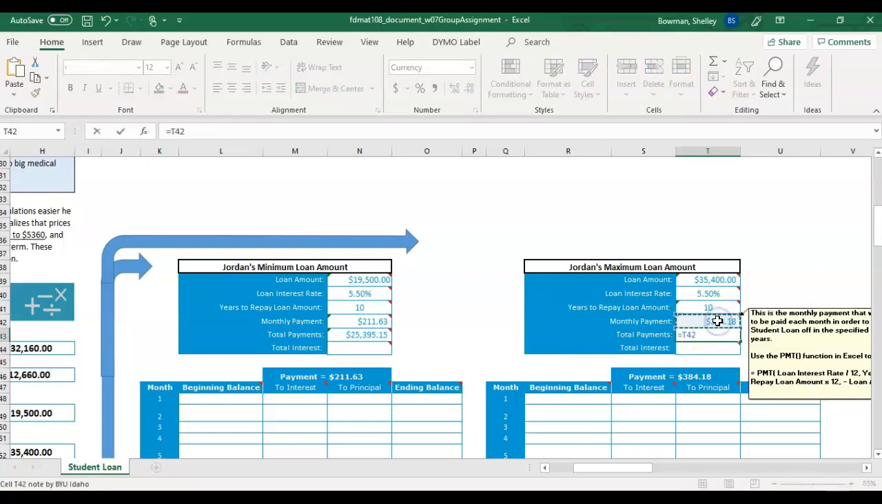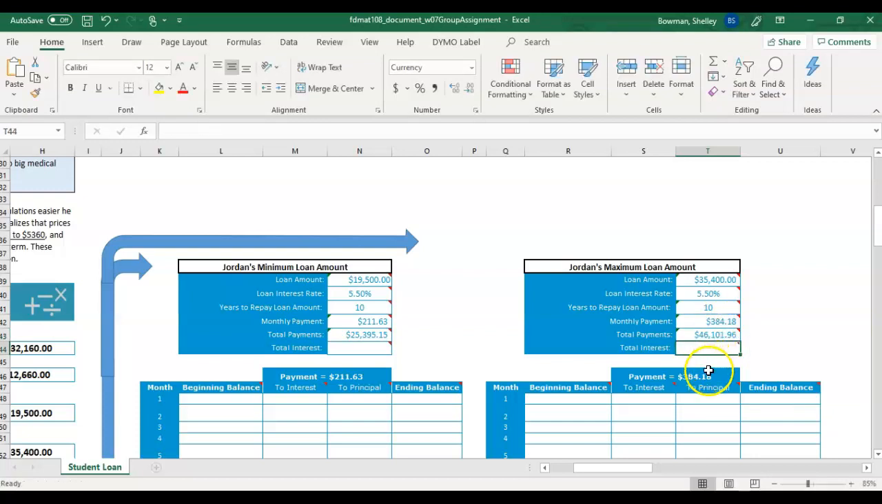We'll do his monthly payment times 12 months in a year times 10 years. That gives us his total payments that he will pay for the entire amount of the loan. The next one is total interest. Now this is how much he has to pay, subtract how much he originally borrowed.